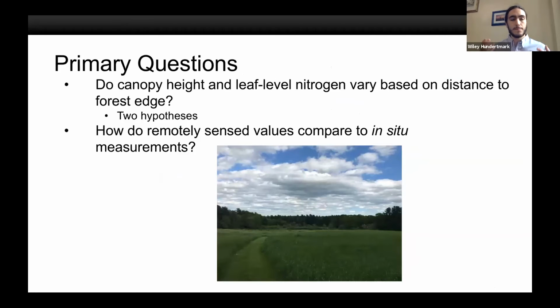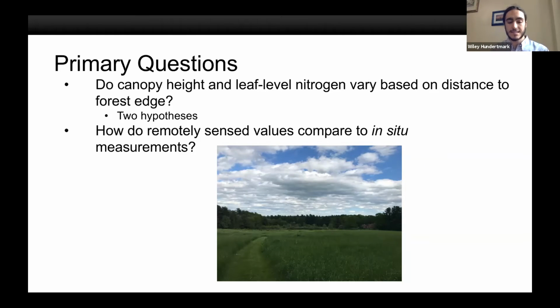So my research ties this together to look at a couple of different aspects of forest edges: canopy height, and leaf level nitrogen content, and how these relate to forest edges. There's a dual hypothesis going on here, in that we know that forest edges have greater biomass than trees towards the interior, but we don't know exactly why. One potential reason is that we have greater leaf area at the forest edge, which means we have more leaves that are able to sequester more carbon, and that is why forest edges have greater biomass than interiors.